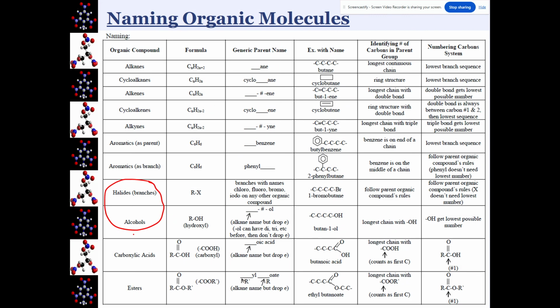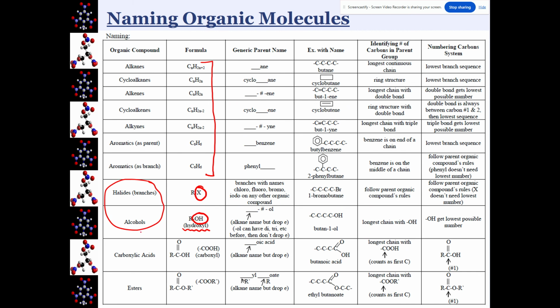So halides and alcohols. Notice how all the compounds we've done so far have involved only carbon and hydrogen. We are now starting to add other elements. X, which stands for a halogen, things like bromine, chlorine, iodine, fluorine, okay? And OH, so oxygen bonded to a hydrogen, called a hydroxyl functional group, okay? Those are the two we're gonna look at now.